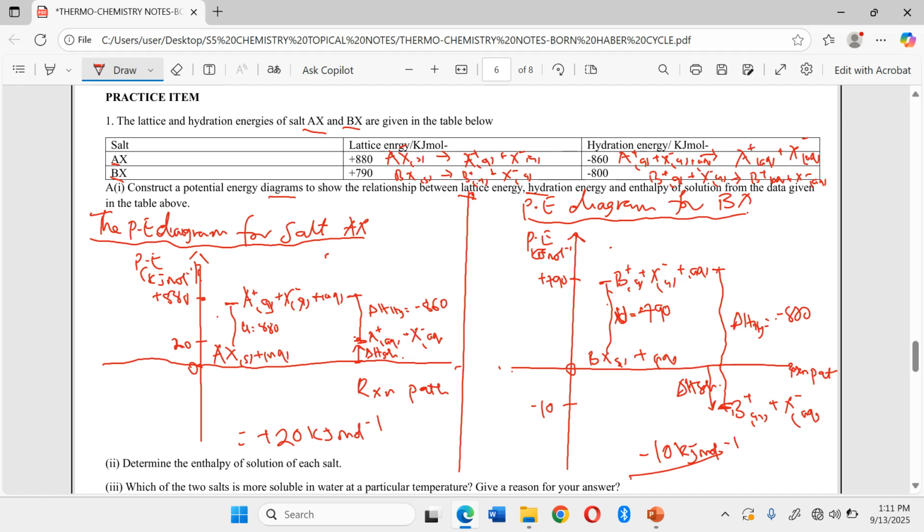Very good. You can see we have already answered part 2, which was to determine the enthalpy of solution of each salt. It is positive 20 for AX and negative 10 for BX. And which of the salts is soluble in water? The one which has positive enthalpy of solution will not dissolve, because the lattice energy is higher, while the one which is negative will dissolve, because the hydration energy is higher and it can easily dissolve. That is the importance of lattice energy.